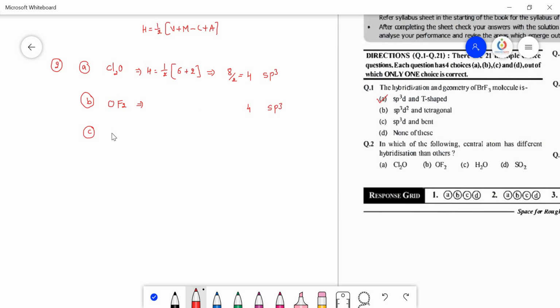And C, H2O. Here also oxygen is the central atom and hydrogen forms only single bonds. So the 2 hydrogens mean 2 bonds. Again you will get the same pattern, that is sp3 hybridization.